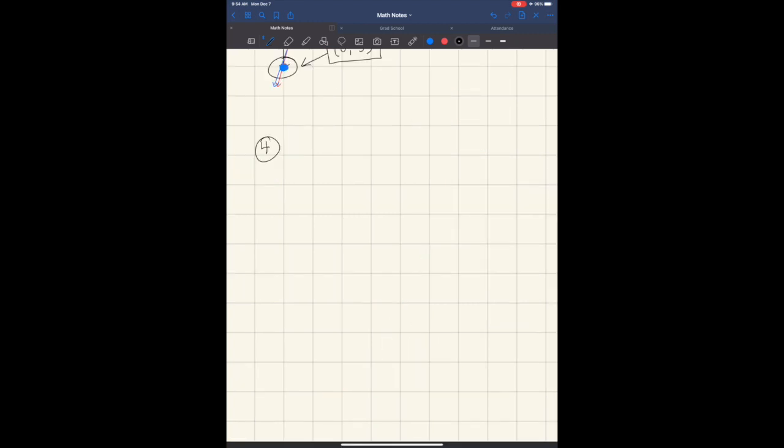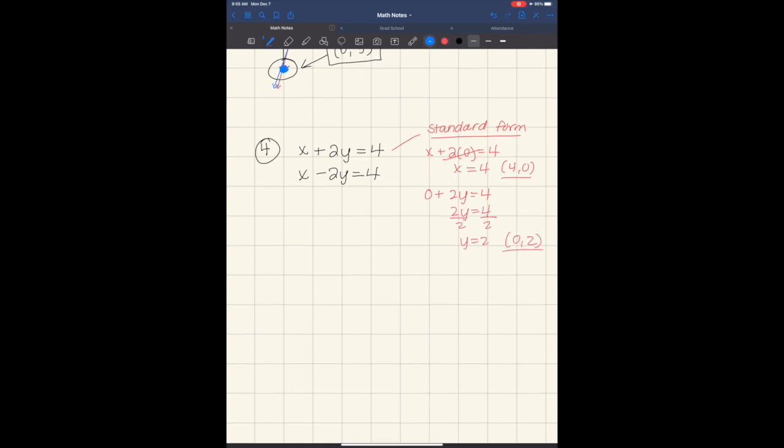For our final example, we're going to have two equations in standard form again. So we've got x plus 2y equals 4 and x minus 2y equals 4. So we need to find the x and y intercepts. So for the first one, we're going to get x equals 4. So that's the point 4, 0. And then for the next one, we have 2y equals 4. So we get y equals 2 for the point 0, 2.